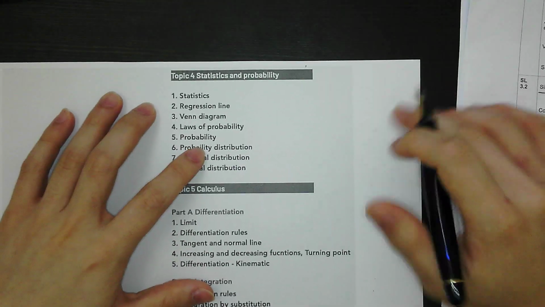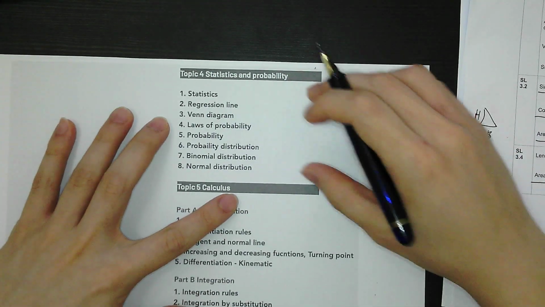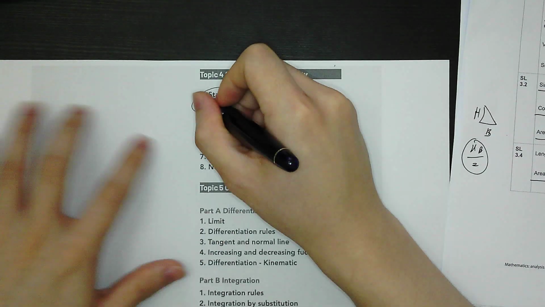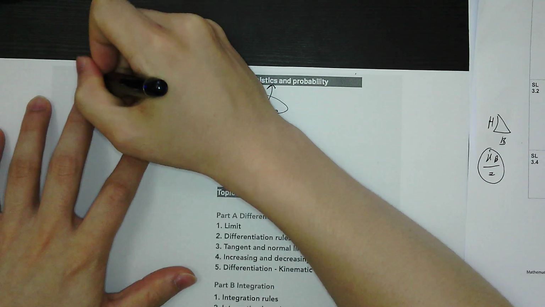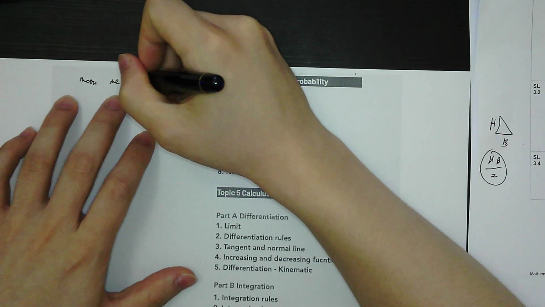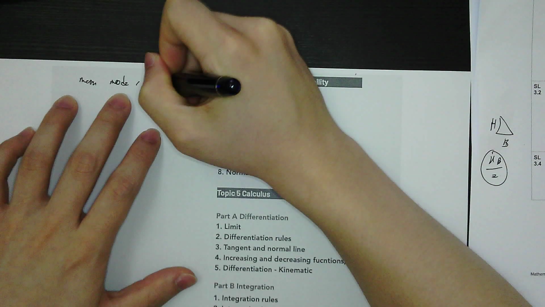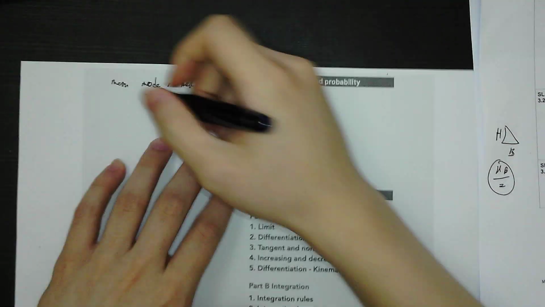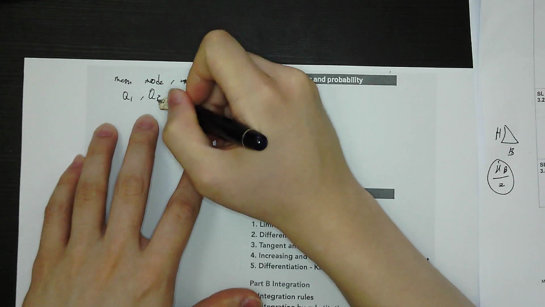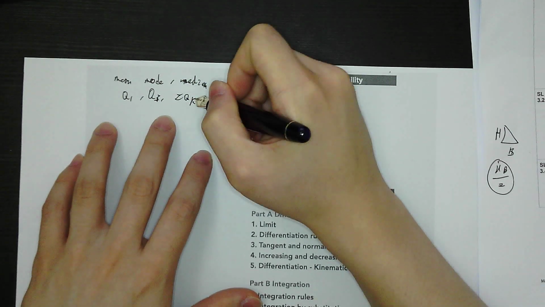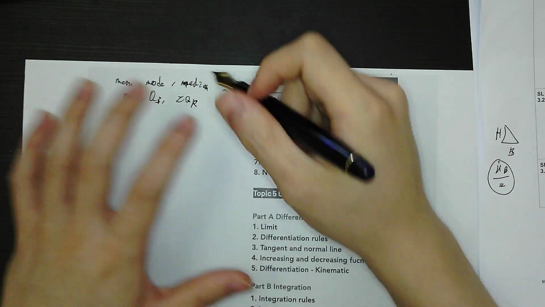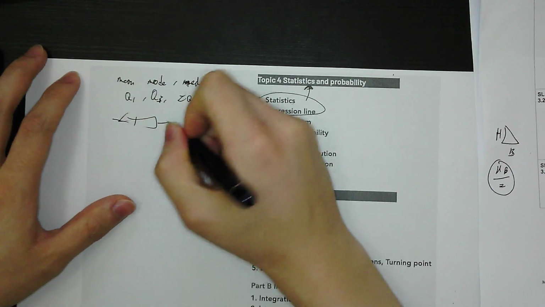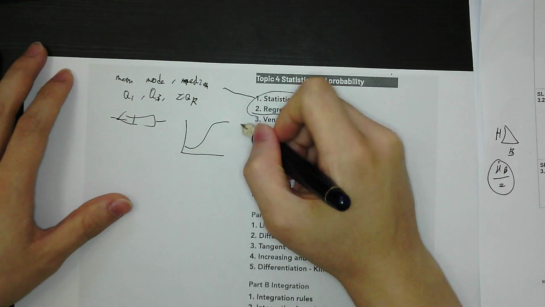So topic 4 is statistics and probability. We have a total of 8 notes in this topic, and the first 2 are for statistics. The first one, statistics, covers the mean, the median and the mode. So finding these 3 things for a set of data. Also Q1, Q3, and also the IQR. So using GDC, please make sure you know how to use your calculator to find it. Also the box and whisker diagram, and also the cumulative frequency graph.